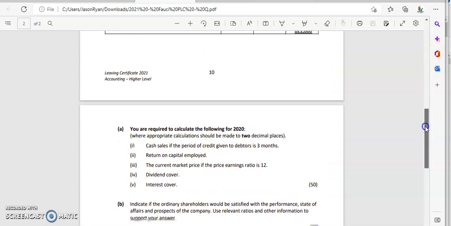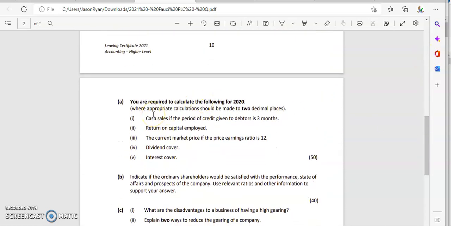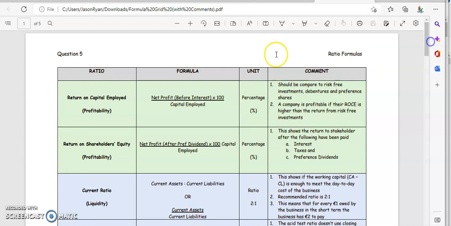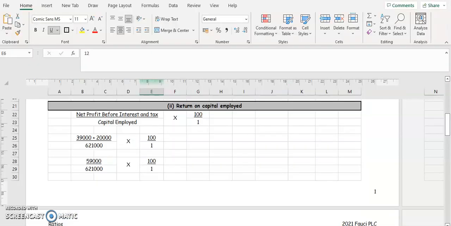Okay, so let's have a look at the second adjustment for part A for your ratio questions for the 2021 Fauci PLC. So it says look at the return on capital employed. So the formula that we need to know for return on capital employed looks something like this: net profit before interest and tax divided by your capital employed multiplied by 100 over 1.